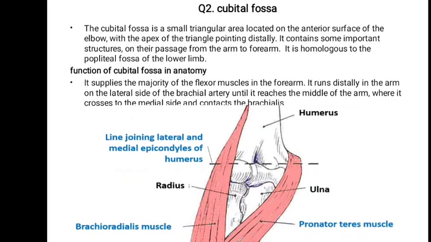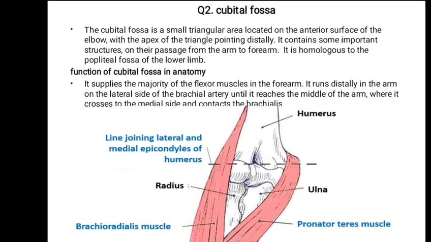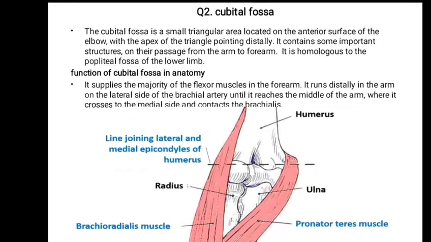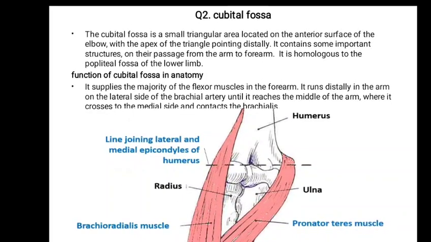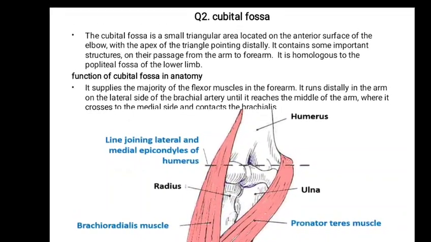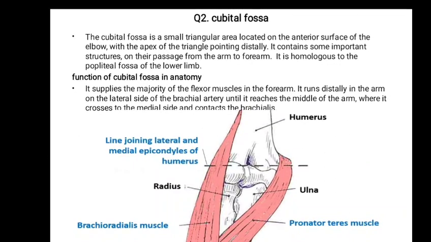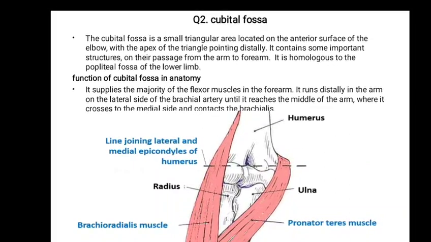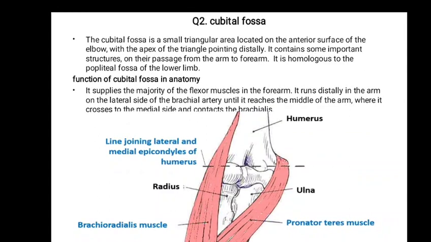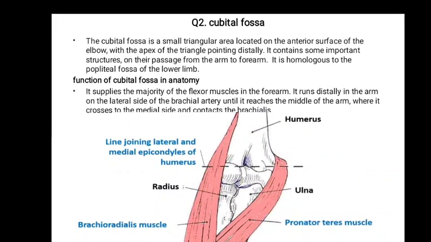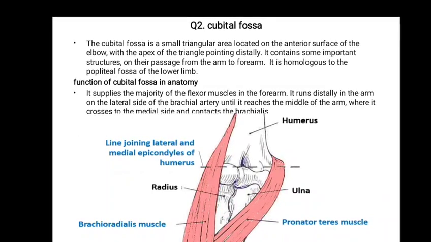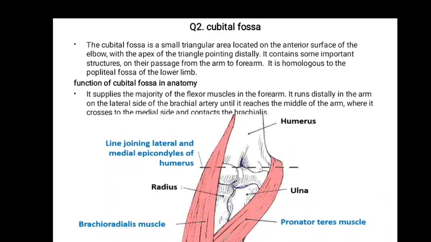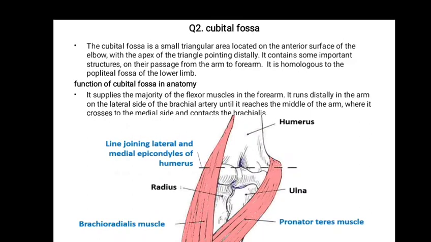Question number 2. Cubital fossa. The cubital fossa is the small triangular area located on the anterior surface of the elbow with the apex of the triangular point distally. It contains some important structures on their passage from the arm to forearm.